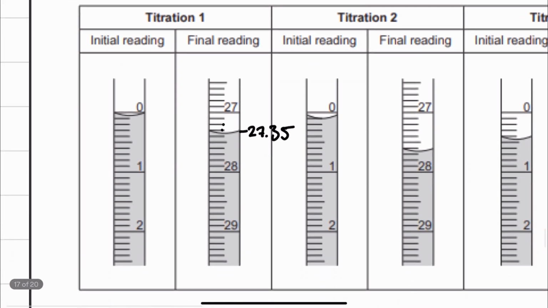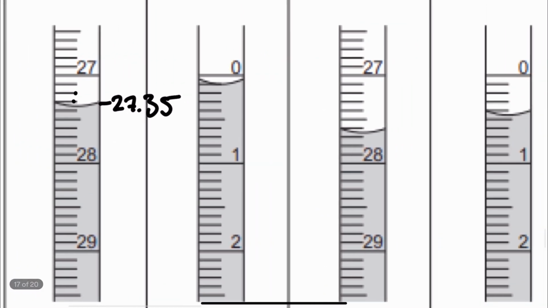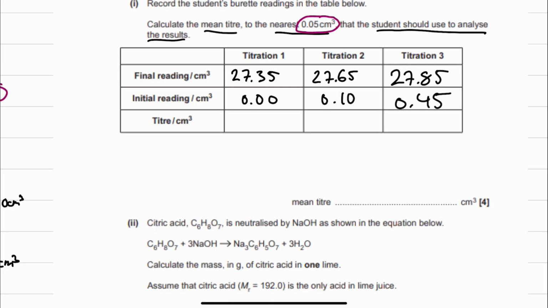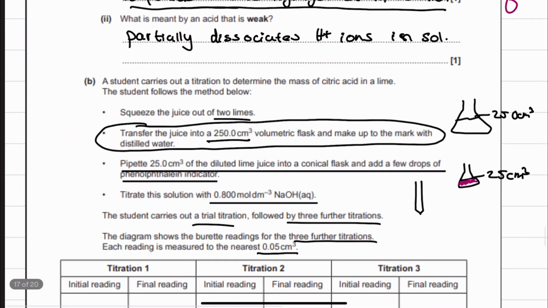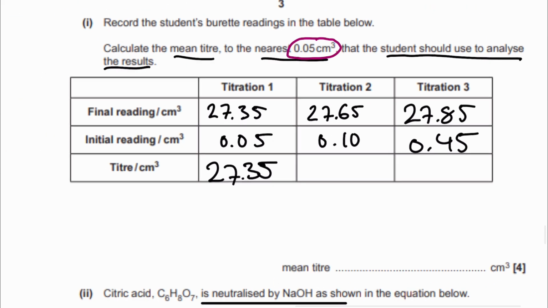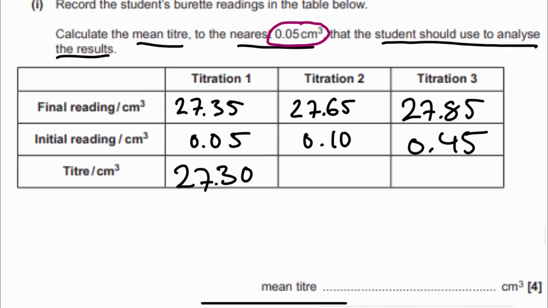So, reading off the second titer, we can see that the initial reading was 0.10, and the final reading was 27.65. Remember, we're reading from the meniscus. Now, just doing the calculations really quickly, we can see that that is 27.35. Sorry, I said the initial reading was 0.05, right? Because of the meniscus. I might have gotten that wrong, but I know that it's 0.05. Just being able to distinguish that it's within 0.05. That wasn't good, but I'm sure you guys spotted that mistake as well.